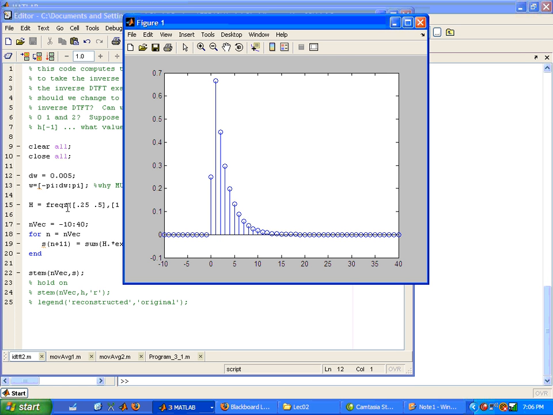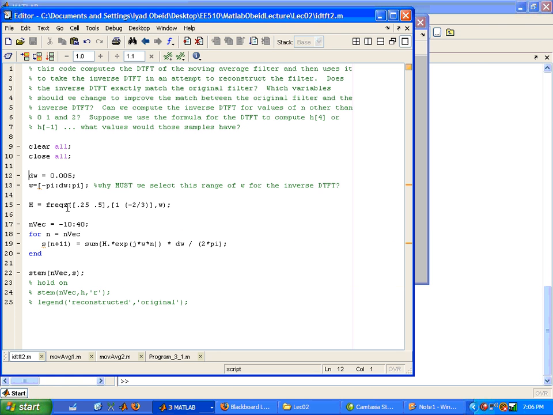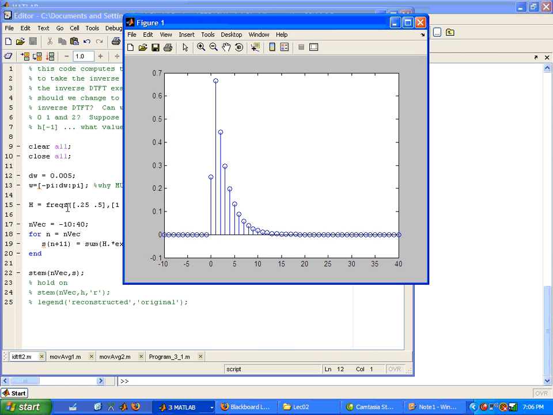That's correct. Well, that's the thing, we don't know. Because when I'm dealing with an infinite impulse response, I didn't define the filter with the original sequence. I defined it with the difference equation. So I actually never knew what this was going to look like.